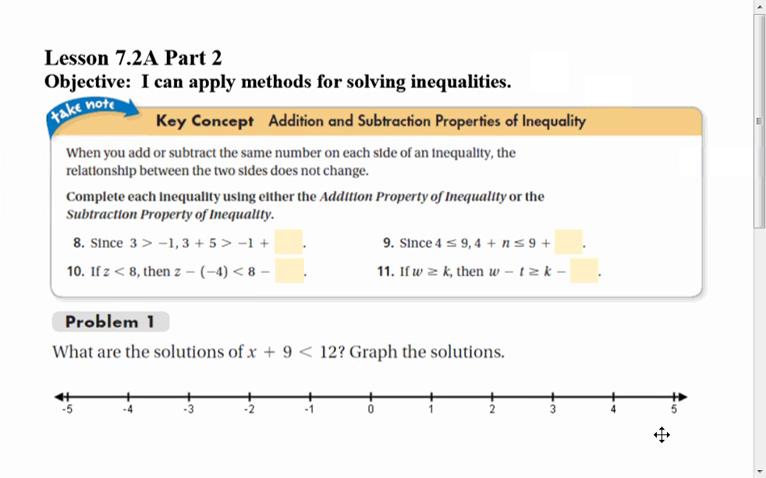Hey students, this is lesson 728 part 2. In this lesson we're going to learn how to apply the addition and subtraction properties of inequalities to solve inequalities.